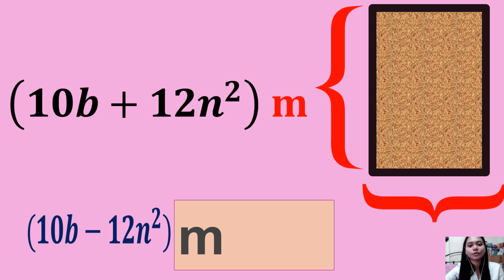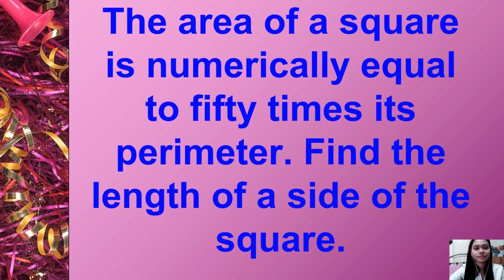Yan. So, the length is 10b plus 12n squared meters and the width is 10b minus 12n squared meters. Next problem. The area of a square is numerically equal to 50 times its perimeter. Find the length of the side of the square.